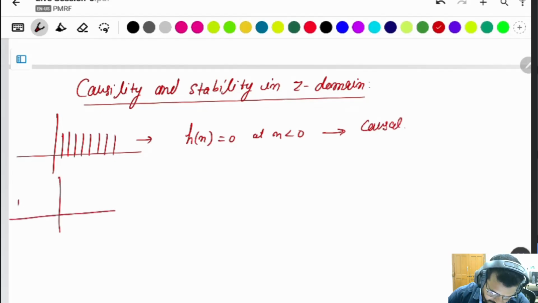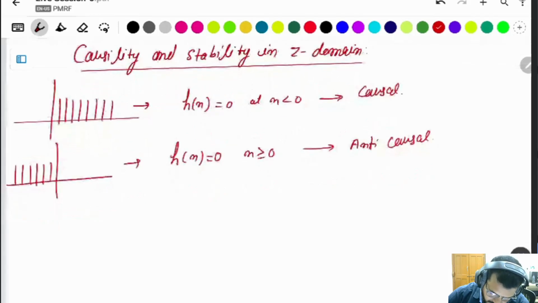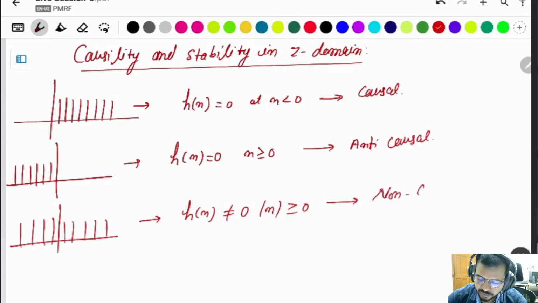Same thing, when the signal is on the left side, it can be written as h[n] equal to 0 when n is greater than or equal to 0. In this case, the signal is called an anti-causal signal because it is the left side of the signal. If a signal holds everything, it means h[n] is not equal to 0 for all n, both sides, then this type of signal is known as a non-causal system.